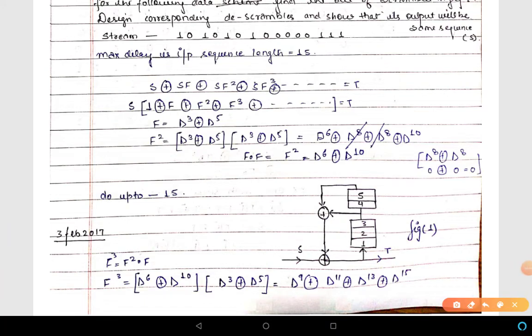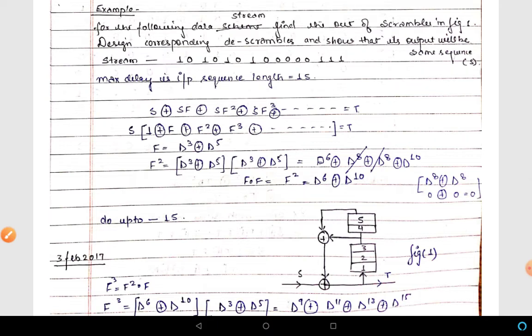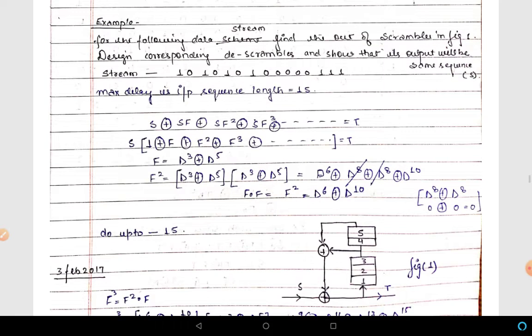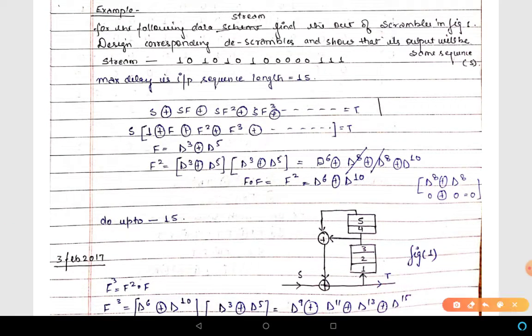In this example, we'll try to understand how Scrambler works using an example. So the question is this: we have been given a function f equal to d cube and d5.